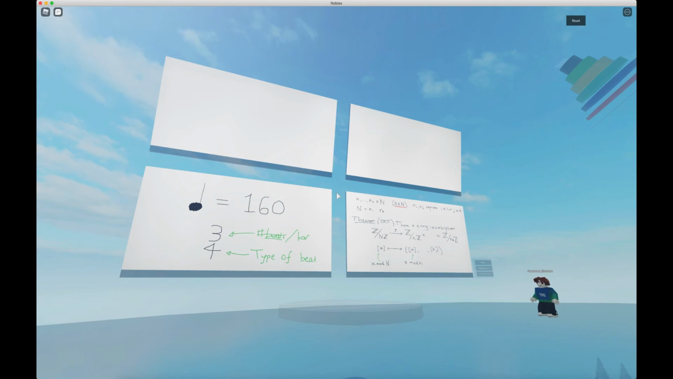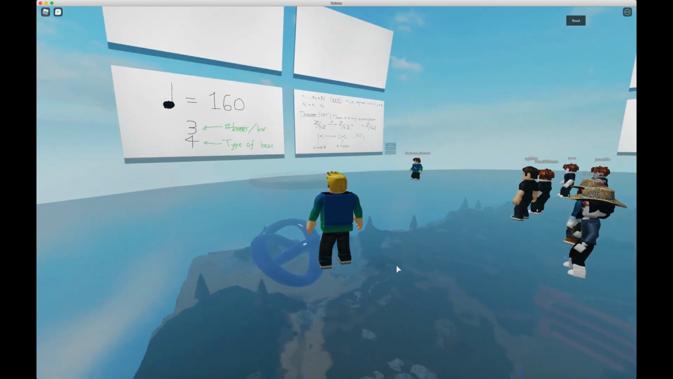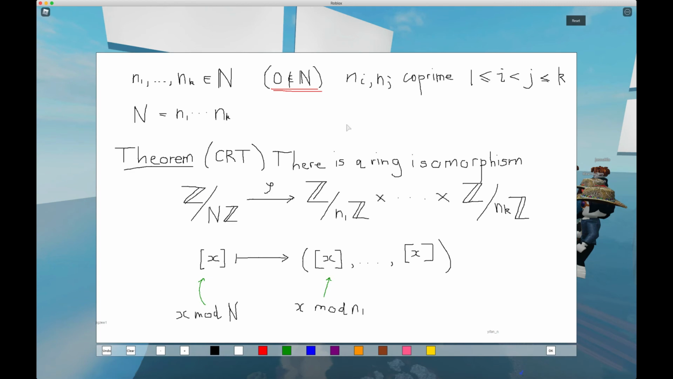But let me just make sure that everyone understands the statements and the group theory involved inside this theorem, right? Okay, so pay attention to the bottom right whiteboard. We've got these k integers, n1 up to nk, and we're not allowing any of them to be 0. Now, we're asking for this list to be pairwise coprime, right? So the greatest common divisor between ni and nj for all i not equal to j is 1, right?